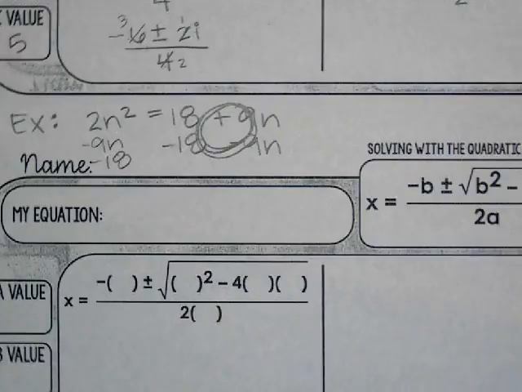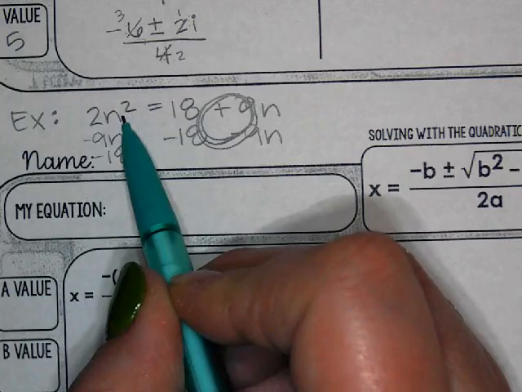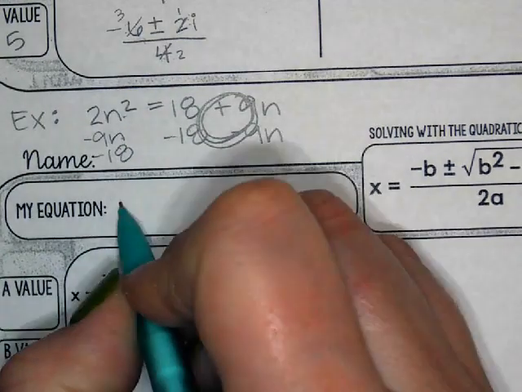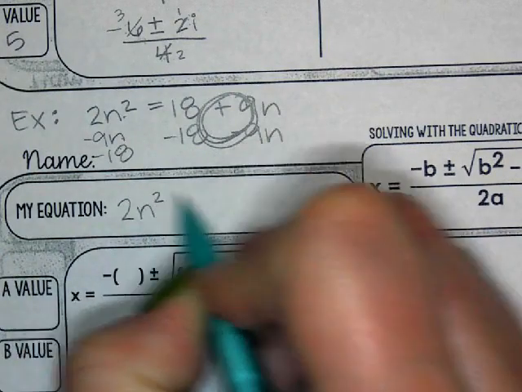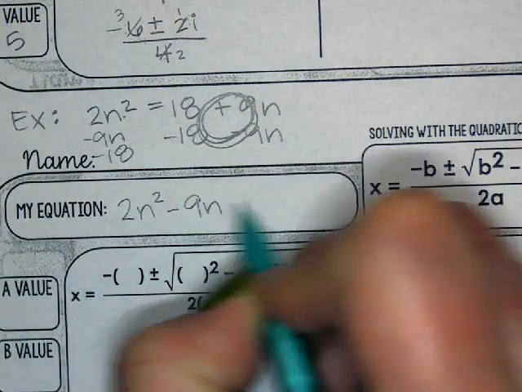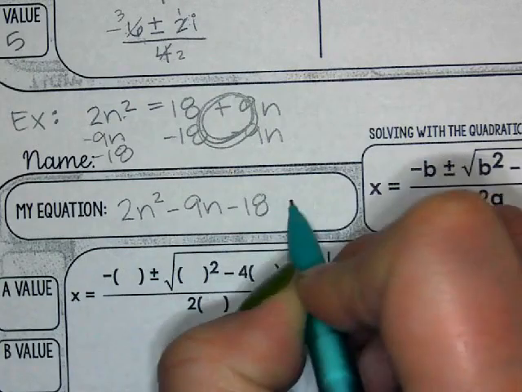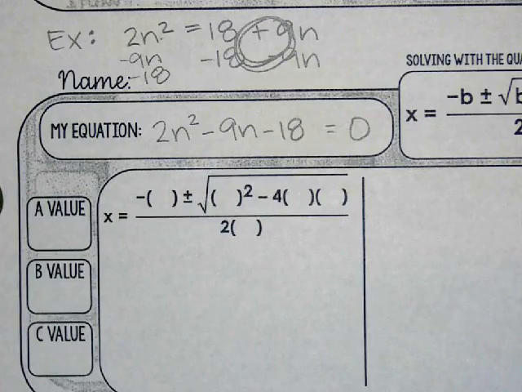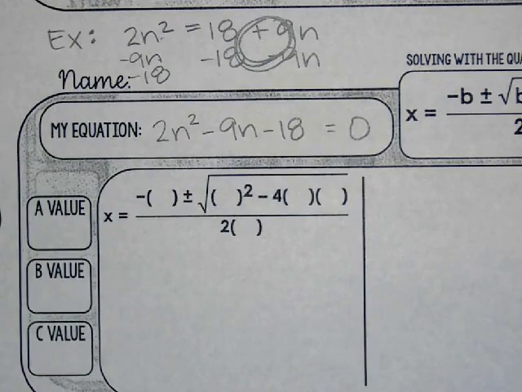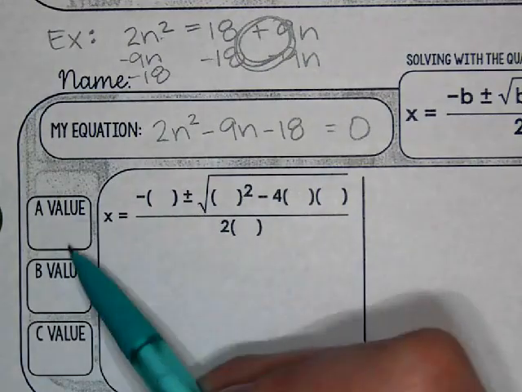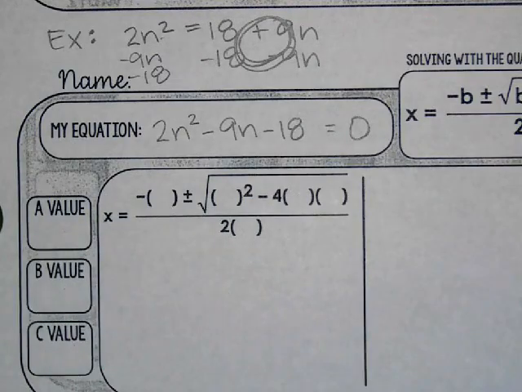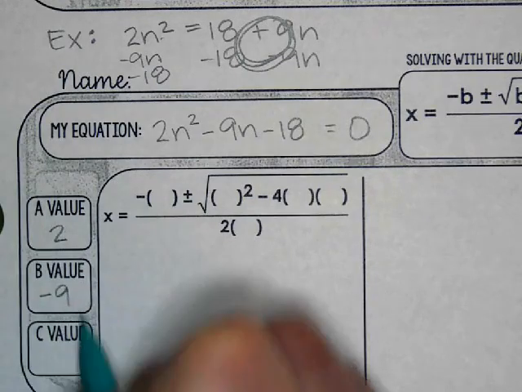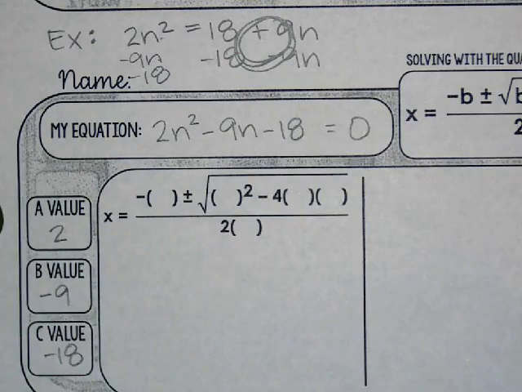Okay, so our equation is 2n squared minus 9n minus 18. So what's the A, B, and C value? 2, negative 9, negative 18.